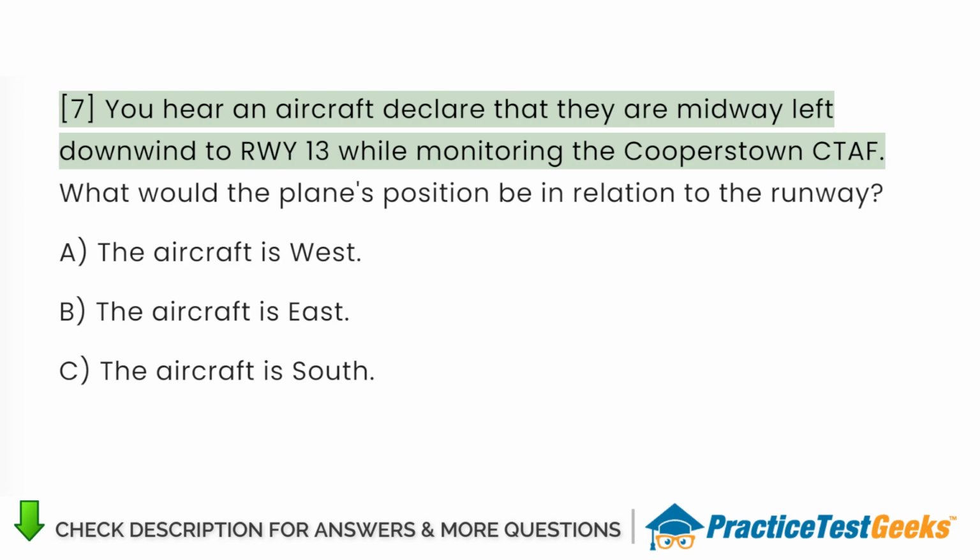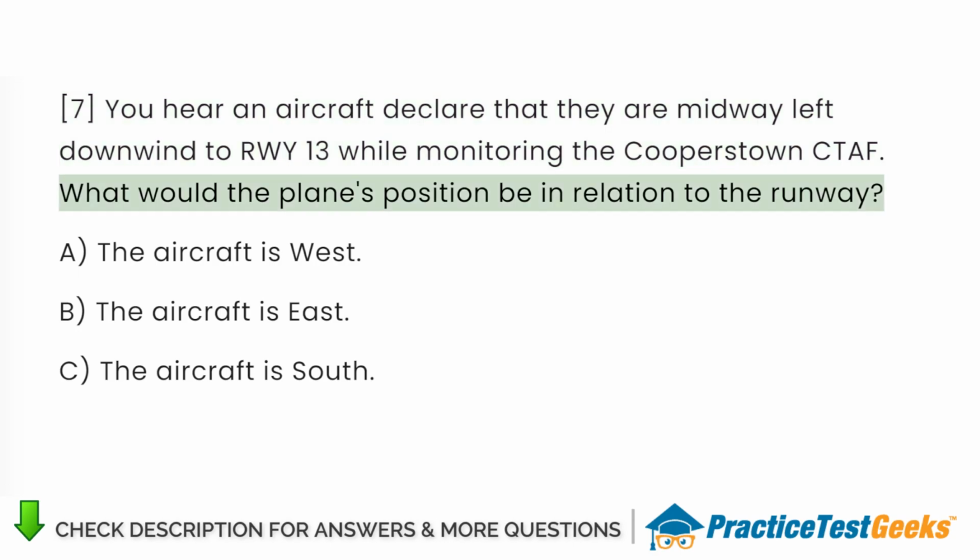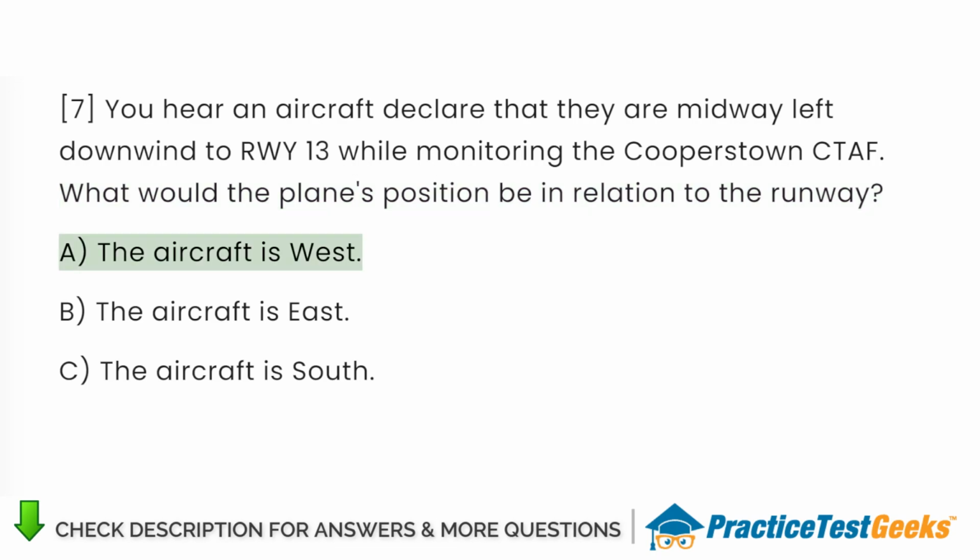You hear an aircraft declare that they are midway left downwind to Runway 13 while monitoring the Cooperstown CTAF. What would the plane's position be in relation to the runway? A. The aircraft is west. B. The aircraft is east. C. The aircraft is south.